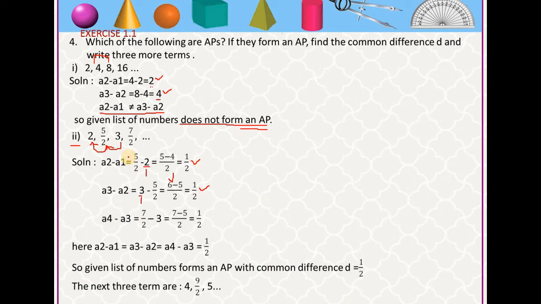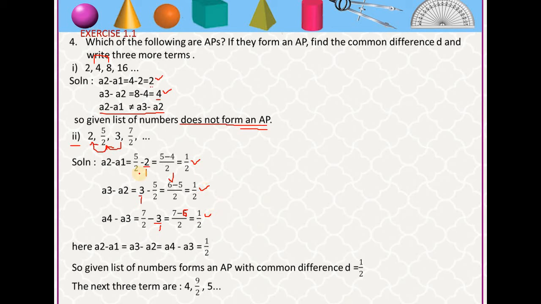Similarly, find A4 minus A3. A4 minus A3 is equal to 7 by 2 minus 3. So here also the LCM of the denominators 2 and 1 is 2. 2 1s are 2, 1 7s are 7 minus 1 2s are 2, 2 3s are 6. Therefore 7 minus 6 is 1 divided by 2, 1 by 2.